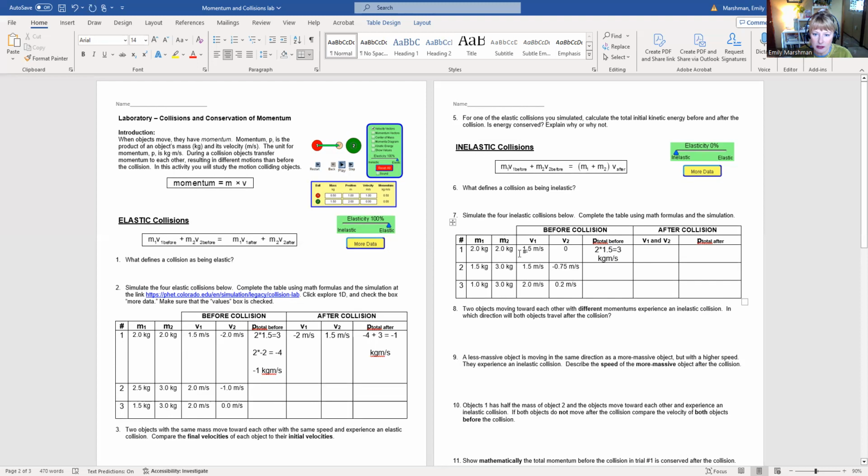The second one, its mass is 2 kilograms, but it doesn't have any velocity, so it doesn't have any momentum. So the total momentum before the collision is just 3 kilogram meters per second. Let's run the simulation and collide them and determine their final velocity after and their total momentum after.